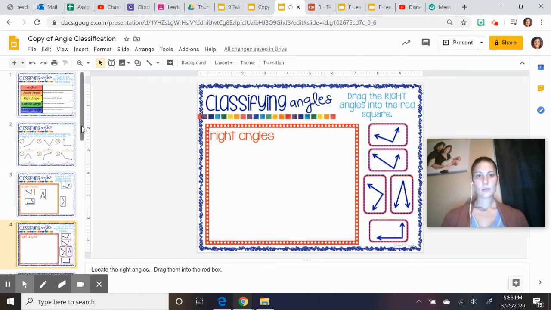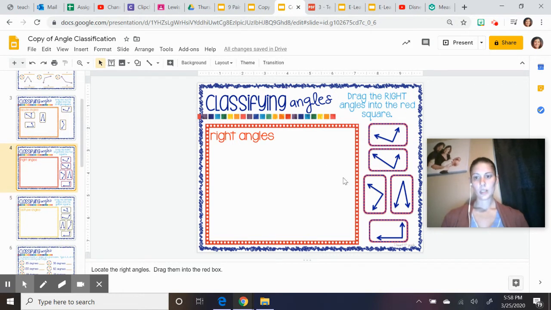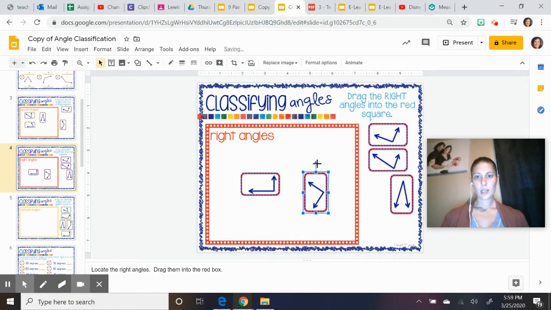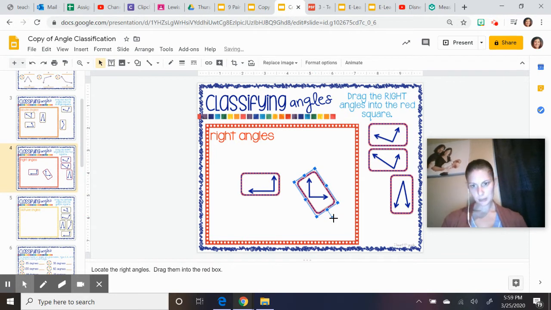All right, right angles. All right, this one, easy peasy, definitely a right angle. I'm going to drag this one over and flip it sideways so we can see what it looks like, to see if this is creating a square corner or not. And being able to manipulate these shapes helps a lot. All right, guys, I'm going to go ahead and say that that's definitely a right angle. That looks like a pretty square corner to me.